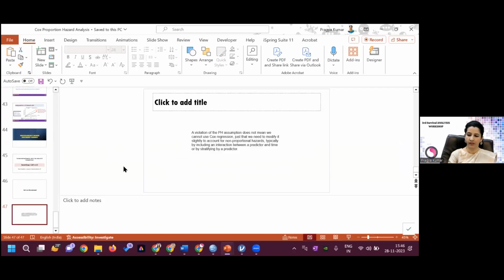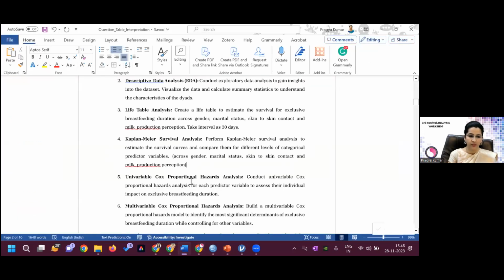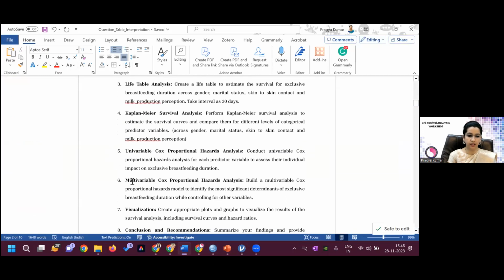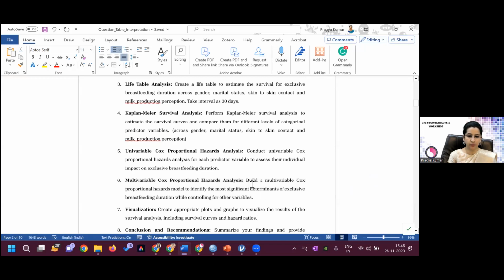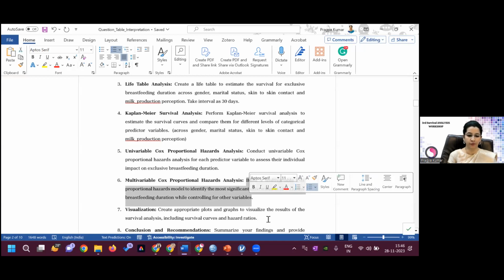So we'll see how to run the commands. Let's see the questions first. Here I have to perform a univariable proportional hazard and multivariable. I'll show the multivariable, because using this option you can perform the univariable also. Here I have to do the proportional hazard assumption, and take all the other variables there.